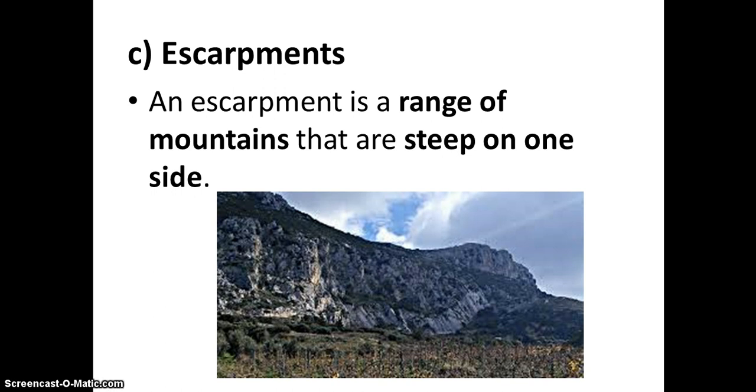Let us move on to another physical feature, and that is what we call escarpments. Now, what is an escarpment? An escarpment is a range of mountains, a series of mountains that are steep on one side.